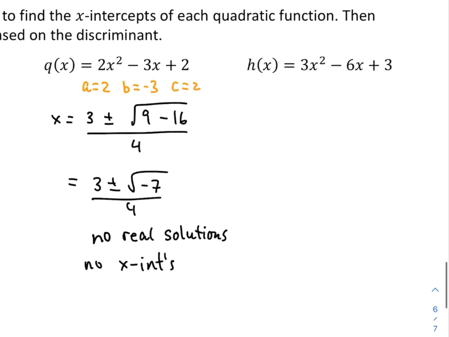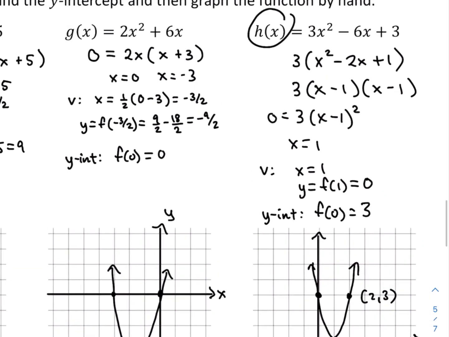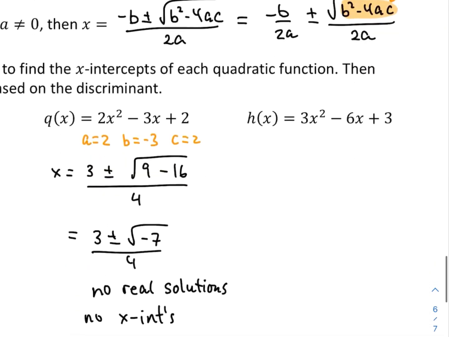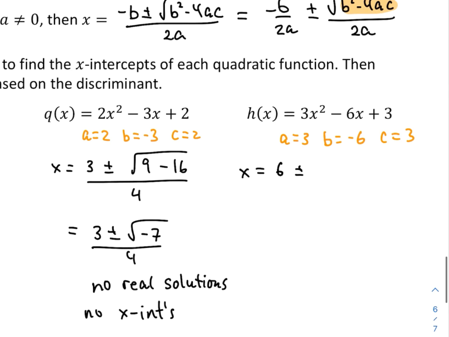Now, as you can imagine, this next case is going to be, and notice this is h. I'm using the same letter to refer because this one was also h. So this one is resurfacing. Let's do x equals negative b, so 6 plus or minus the square root of b squared, which is 36, minus 4ac.